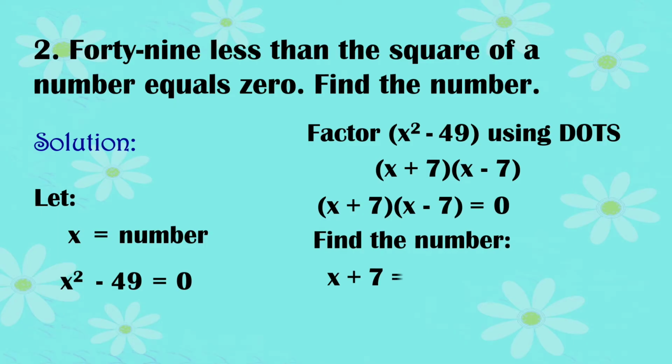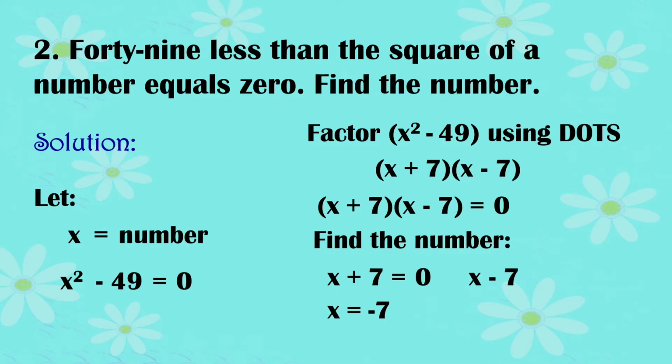So, let's find the number. So, x plus 7 equals 0. So, para makuha natin yung value ni x, kailangan natin gumamit ng addition property of equality or transposition method. So, pwede natin ilipat si 7 sa right side. So, ang value ng x natin ay negative 7. So, from positive, magiging negative kasi nilipat natin siya sa right side. Or, gumamit po tayo ng addition property of equality, which is mag-a-add tayo ng negative 7 both sides.